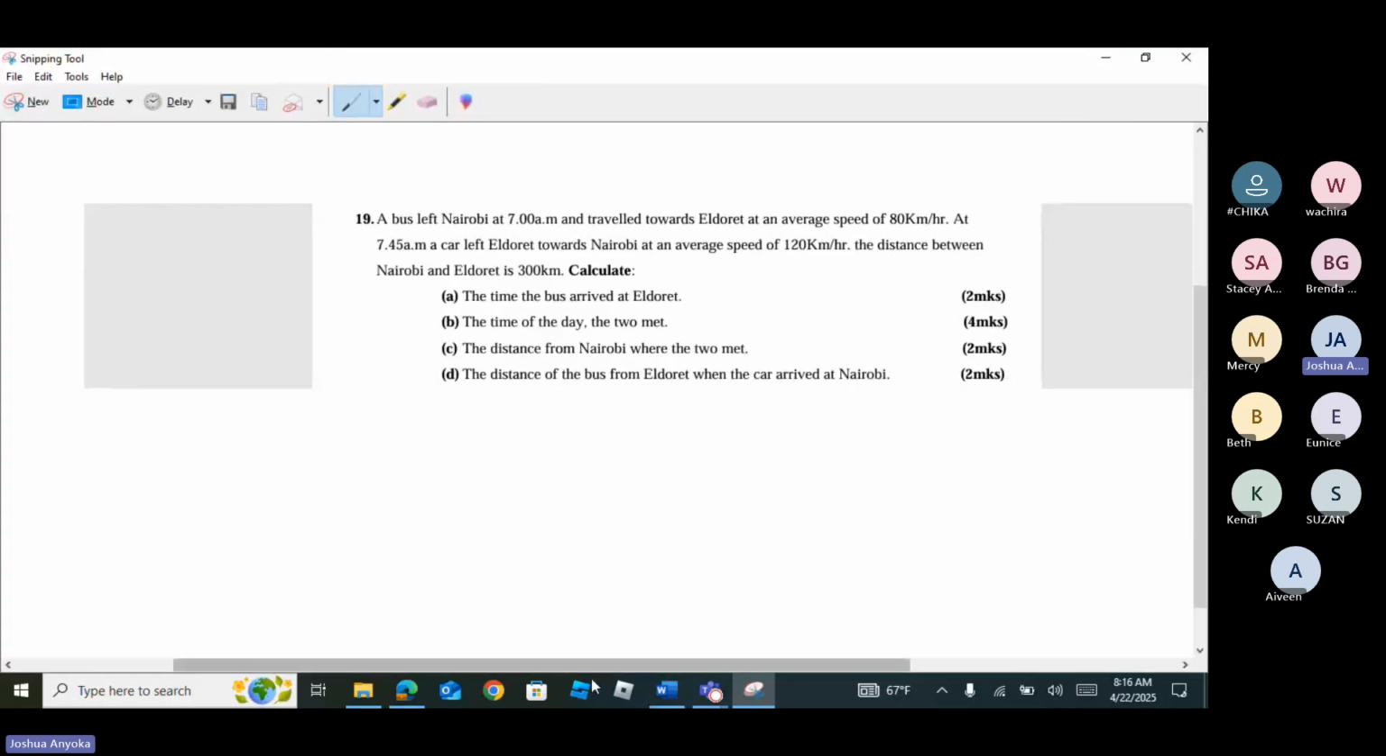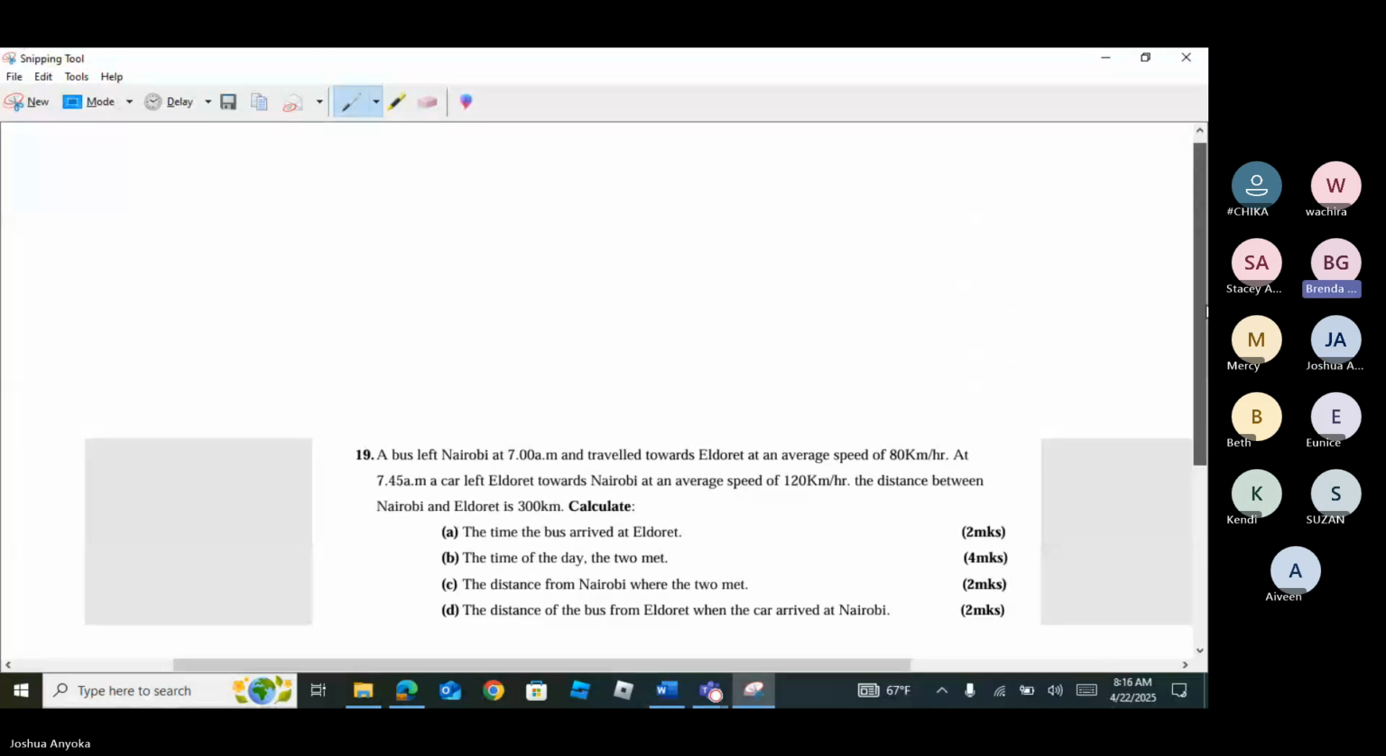Brenda, read the question. A bus left Nairobi at 7 a.m. and traveled towards Eldoret at an average speed of 80 kilometers per hour. At 7:45 a.m., a car left Eldoret towards Nairobi at an average speed of 120 kilometers per hour. The distance between Nairobi and Eldoret is 300 kilometers. Calculate A, the time the bus arrived at Eldoret. B, the time of the day the two met. C, the distance from Nairobi where the two met. And D, the distance of the bus from Eldoret when the car arrived at Nairobi.